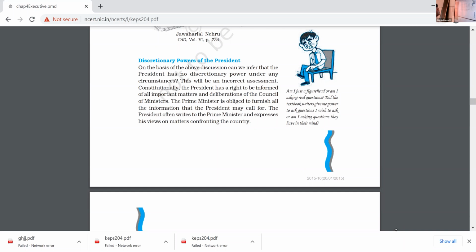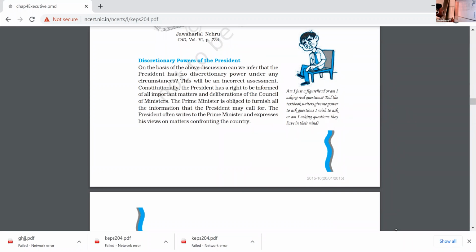This will be an incorrect state assessment. Okay, so discretionary powers are there for the president. What are they? Constitutionally, the president has the right to be informed of all important matters and deliberations of the Council of Ministers. Right? Clear? As per the Constitution, the Council of Ministers must inform the president about all important decisions. Clear? Or all important matters.